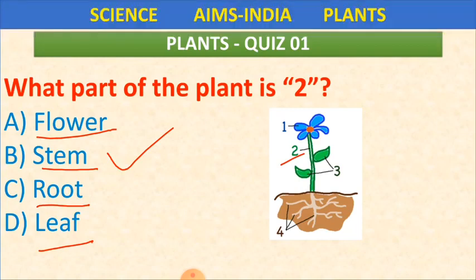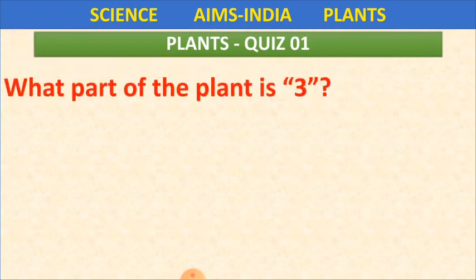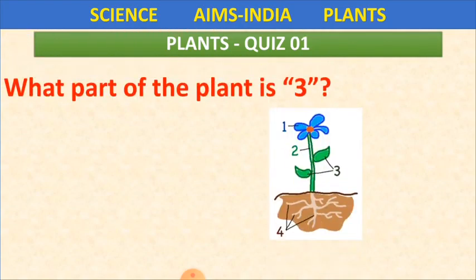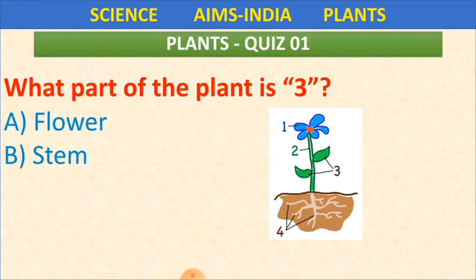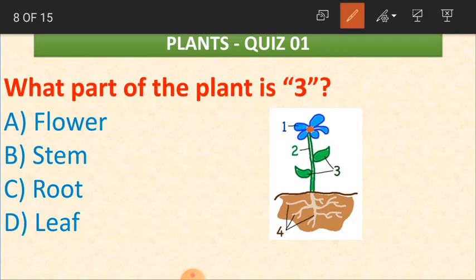Then we'll go to the third one. Clear children? So we have seen the flower, we have seen the stem, and which is the next part? So we have to identify part 3 here. Is it a flower, stem, root or leaf? What is it? Green in color. Yes, this is leaf. Are you seeing here? Two leaves coming out with the help of the stem. Okay, this is leaf. Yes children.